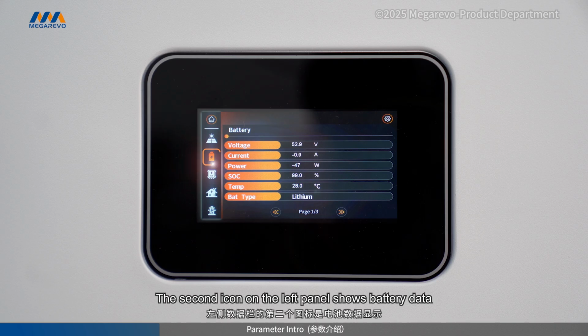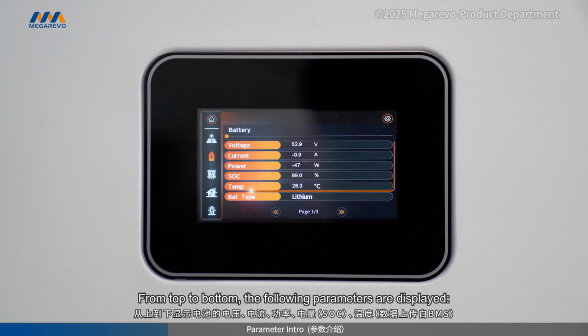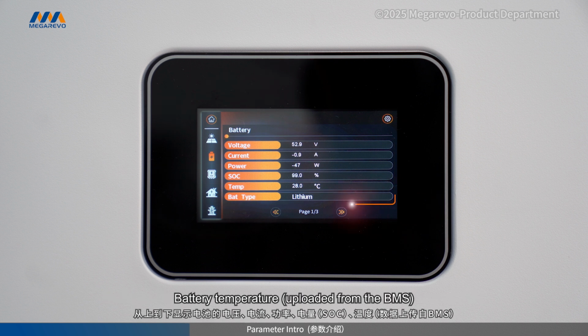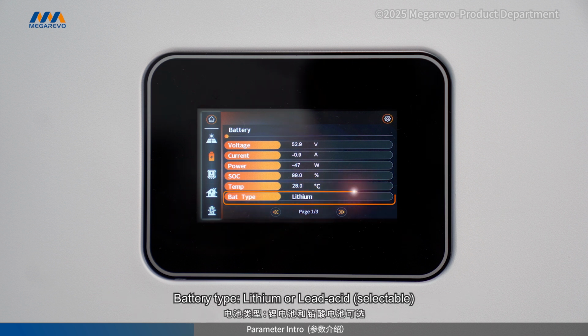The second icon on the left panel shows battery data. From top to bottom, the following parameters are displayed: battery voltage, battery current, battery power, state of charge, battery temperature, battery type, lithium or lead acid.